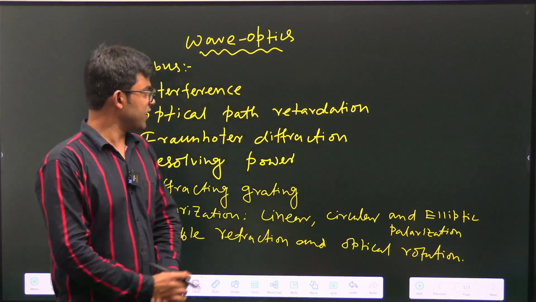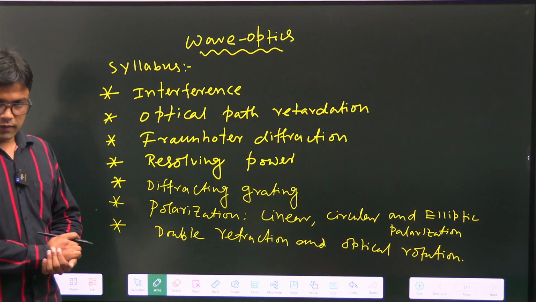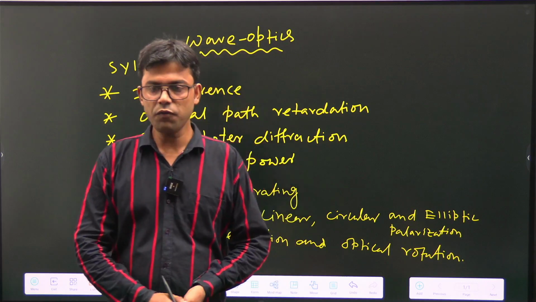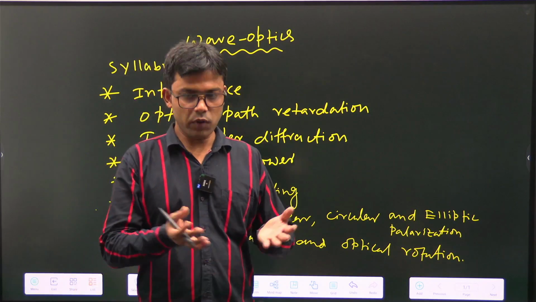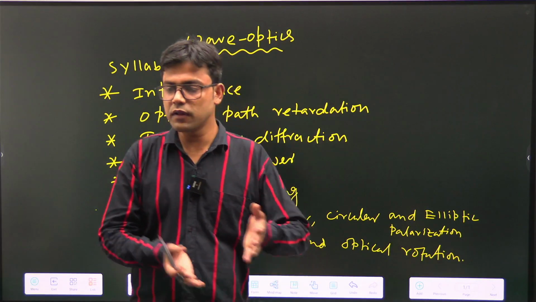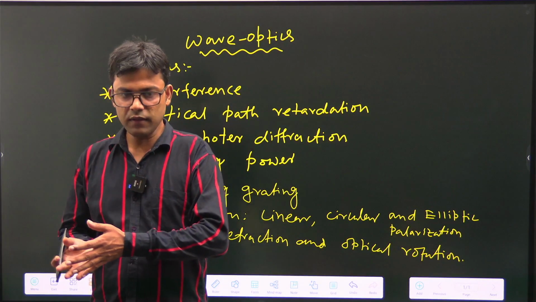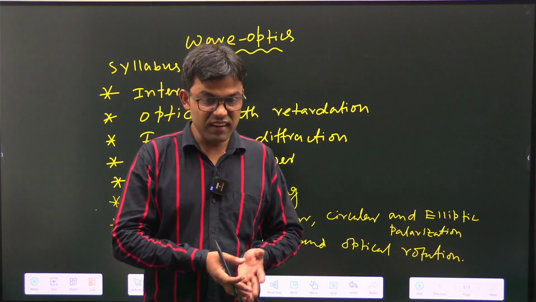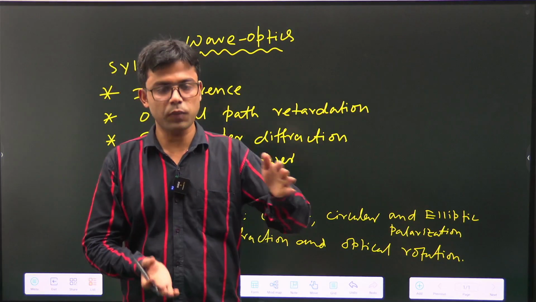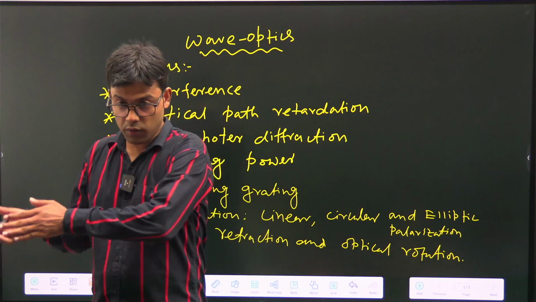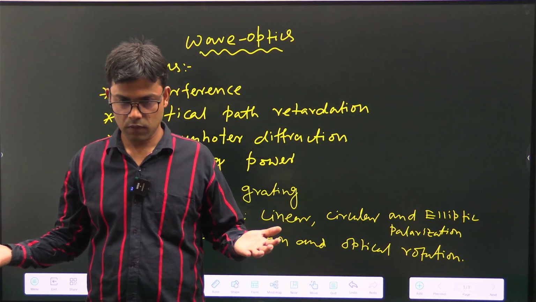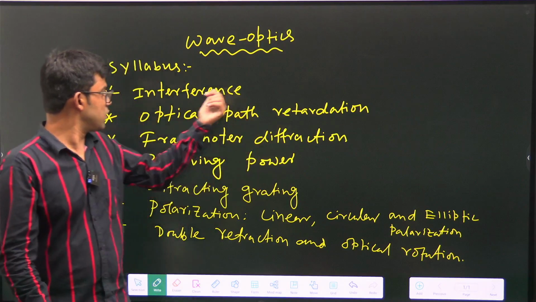First of all, you have interference. Interference means superposition of waves. You have multiple waves with certain common properties. If they are superimposed, then there will be a phenomenon of redistribution of intensity. If they superimpose, you have a resultant wave, which will have redistribution of intensity. That we are going to discuss in interference.